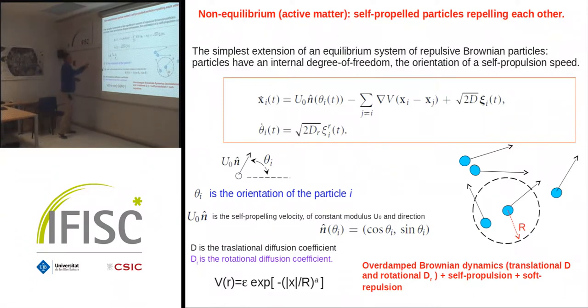This is what we call self-propulsion. And what we want to see is what the self-propulsion does to the system, if it does something. At the end, of course, we will have here what we call the translational diffusion. Now a new diffusion coefficient appears that has to do with the rotational diffusion of the particles, okay? So at the end, what we have now is, again, an overdamped Brownian system with translational diffusion and rotational diffusion, plus self-propulsion, plus self-repulsion.